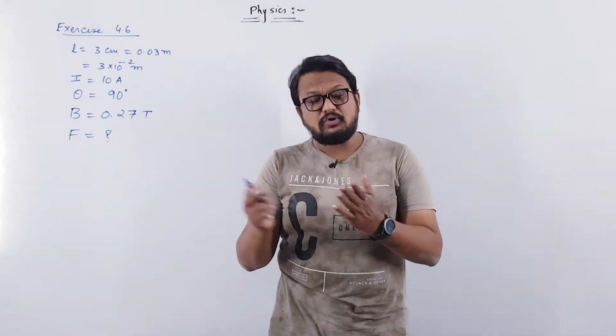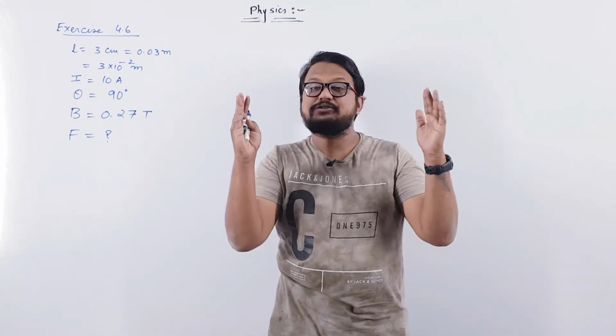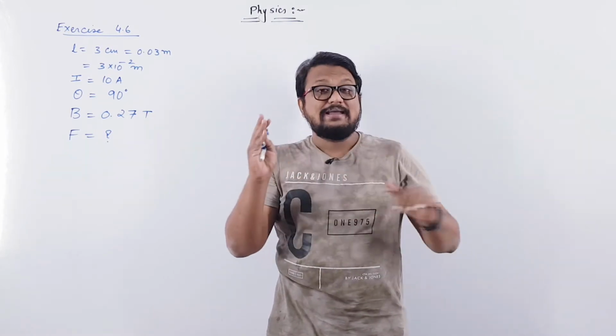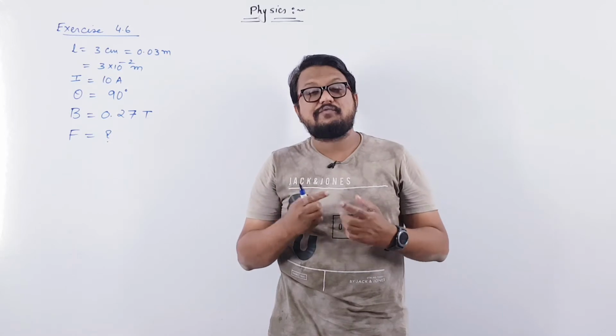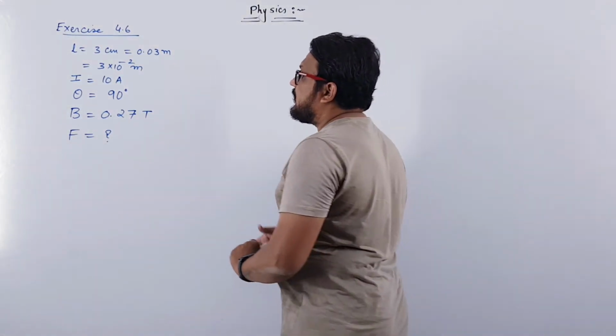Look, in chapter 2 you have learned about the capacitor. Between two parallel plates of the capacitor you will have uniform electric field. In the same way, inside a solenoid we will have uniform magnetic field. So the magnetic field is uniform.